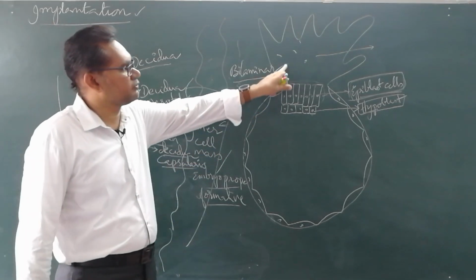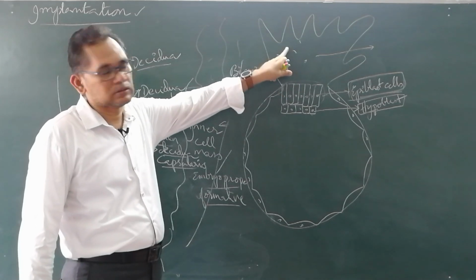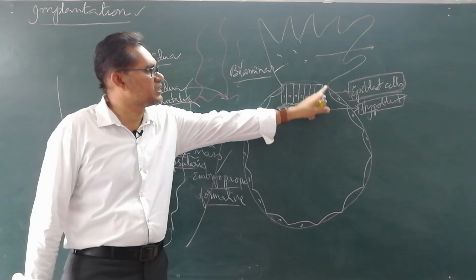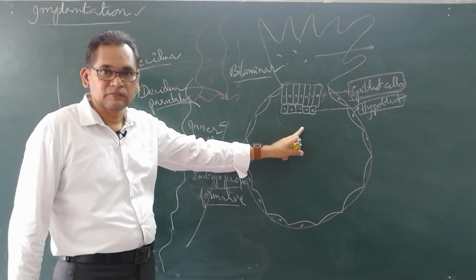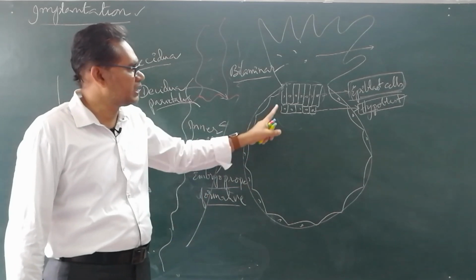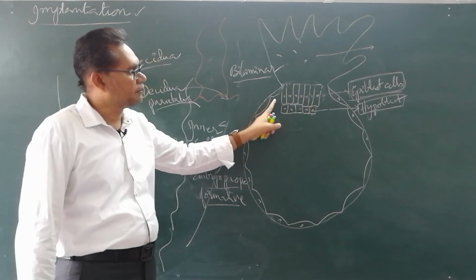Now, the syncytiotrophoblast is getting nourishment from the uterine endometrium and changes occur in this region. Yolk sac formation occurs along with extra-embryonic membranes, and the entire embryo develops from this epiblast.